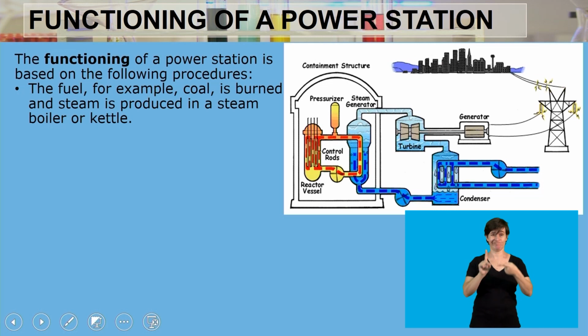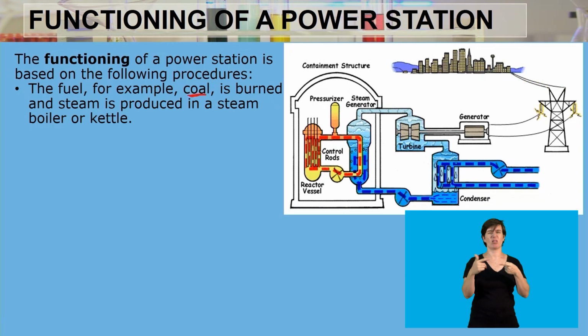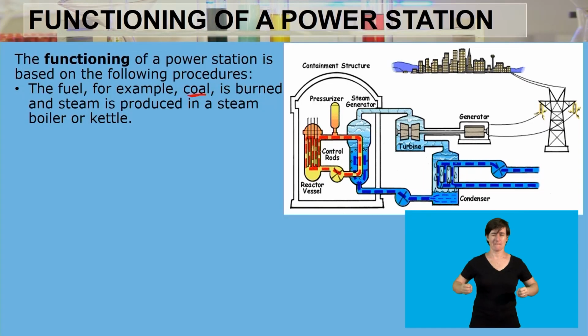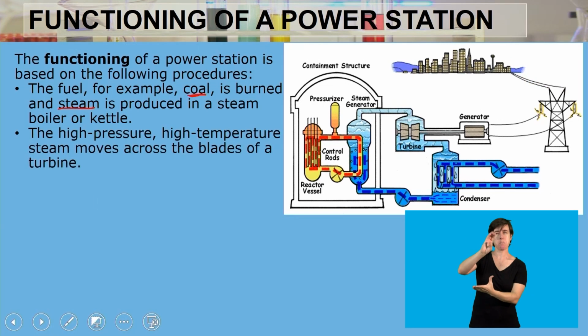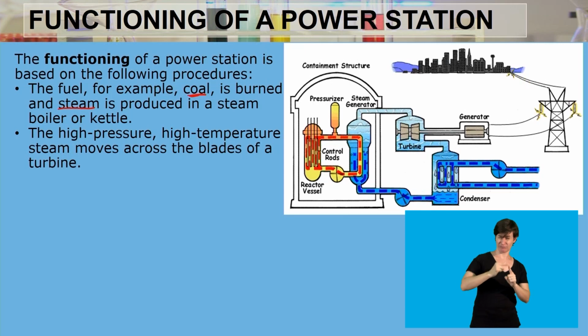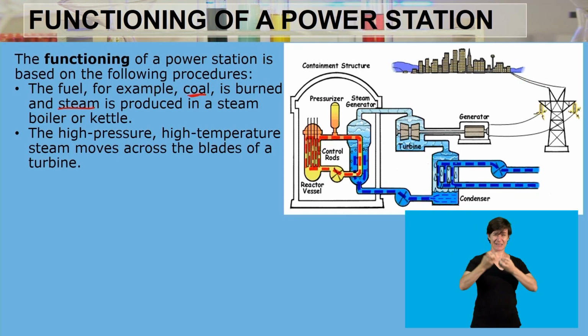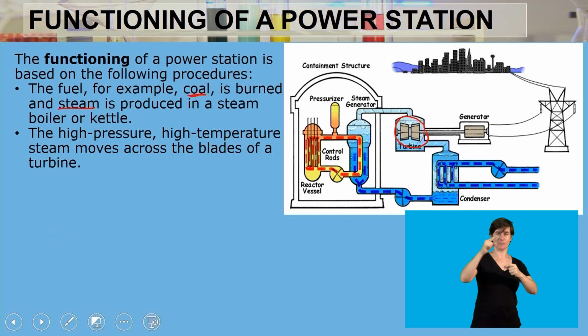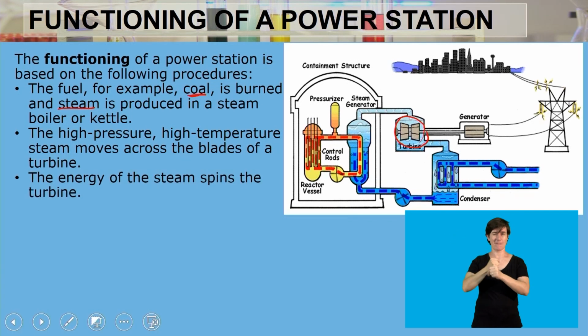Number one, the fuel, for example coal. Remember we said that we can use coal, oil, or natural gas. In this case, the example is based on coal. We burn this coal, and by so doing steam is produced in a boiler, or we can refer to that as a kettle. The high pressure, high temperature steam moves across the blades of a turbine. As it moves across the blades of the turbine in this picture, the energy of the steam spins the turbine.